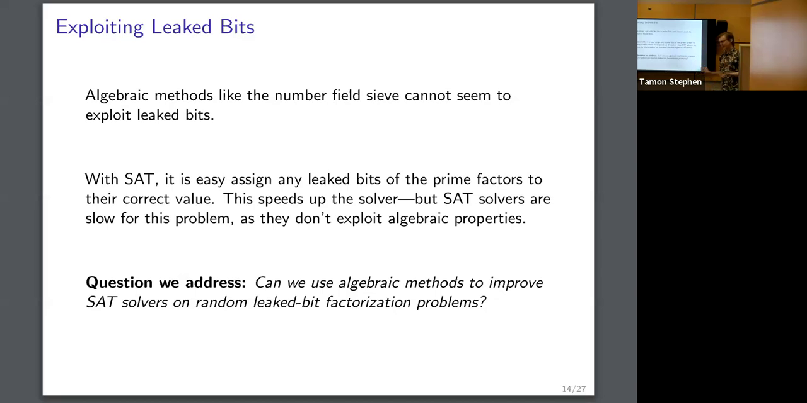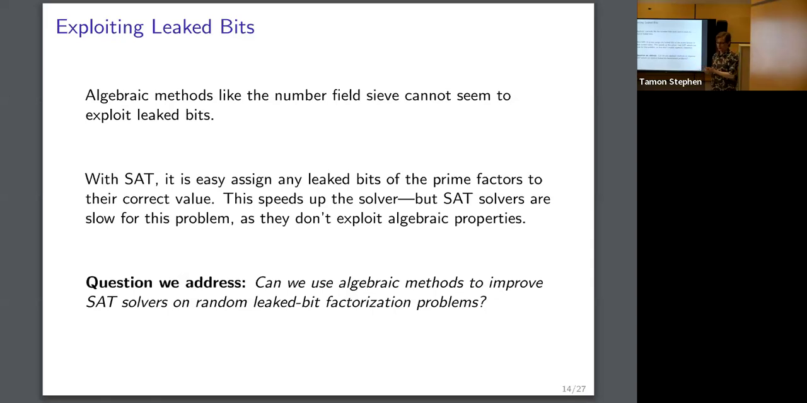However, the problem, of course, is the solver is still not using any number theory, right? The number field sieve, on the one hand, uses some very high-powered mathematics to be very fast, but it doesn't exploit leaked bits. Whereas on the other hand, the SAT solver is able to exploit the leaked bits, but it's not using any number theory, so it's going to be relatively slow.